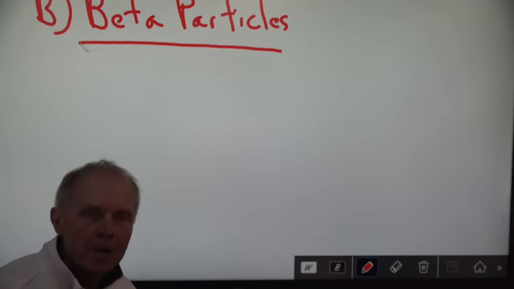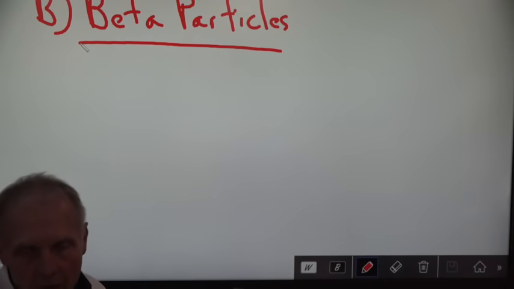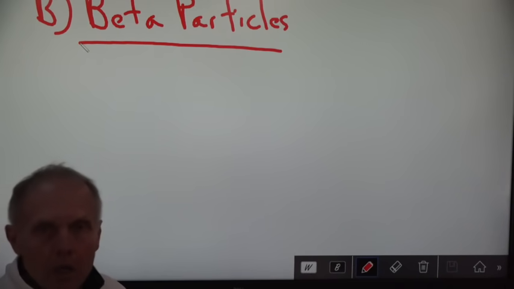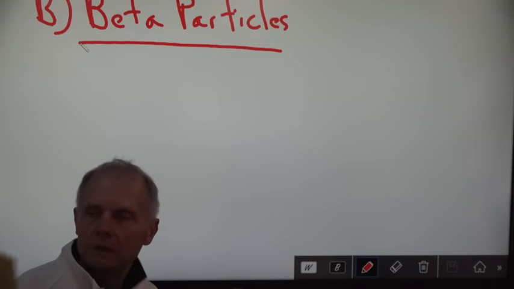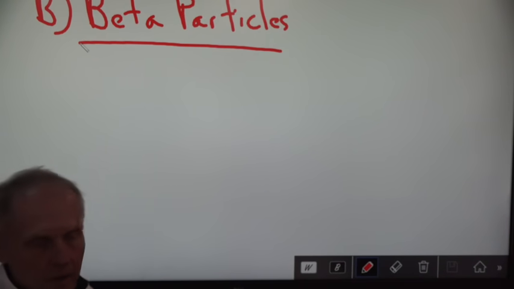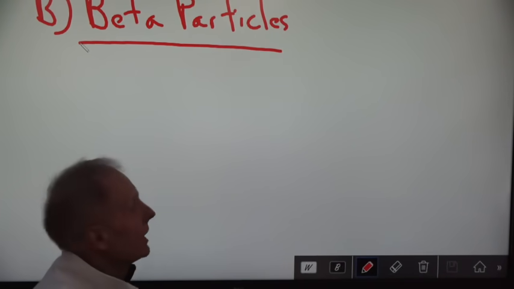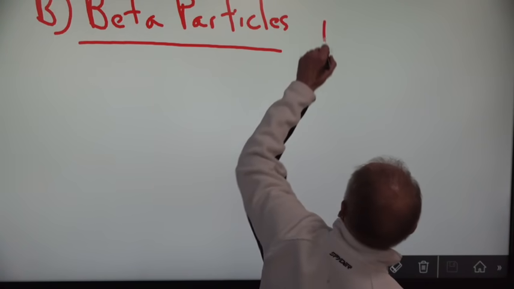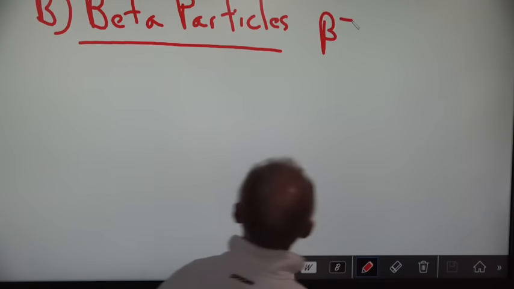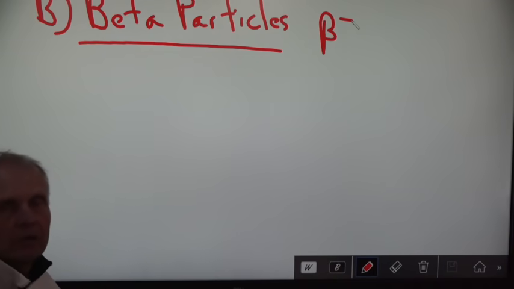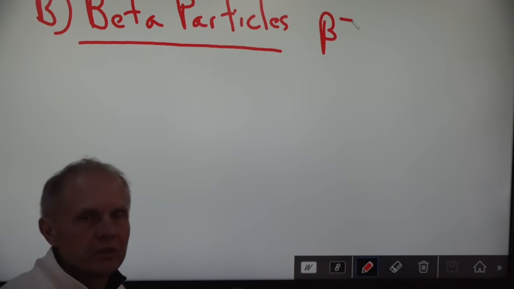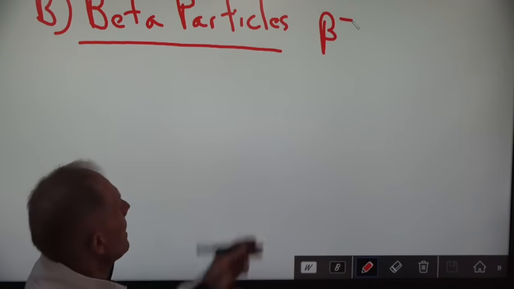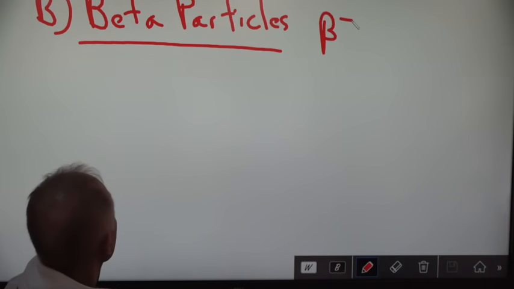These are beta particles. On reference table N, again, a beta particle is a B with a tail on it and a negative sign. That's what a beta particle symbol is. Remember, an alpha particle is like that fat fish swimming to the left. A beta particle is a B with a negative on there.